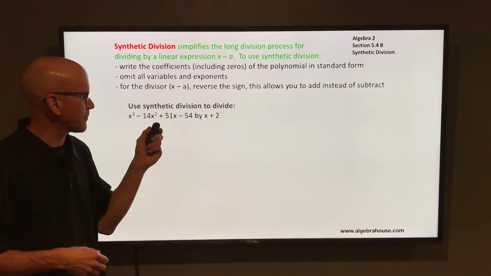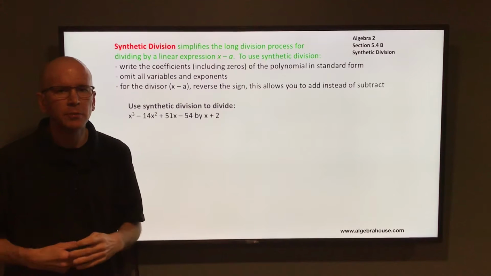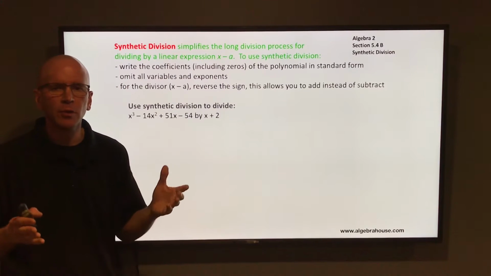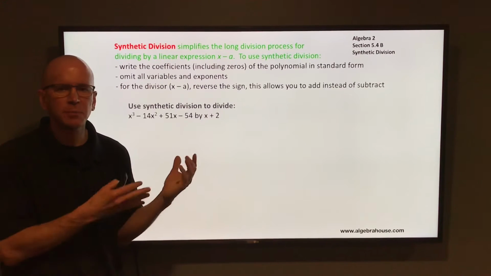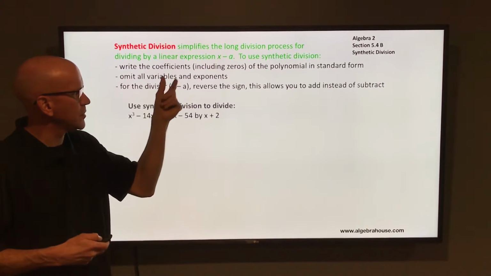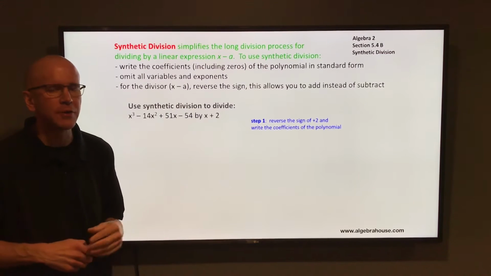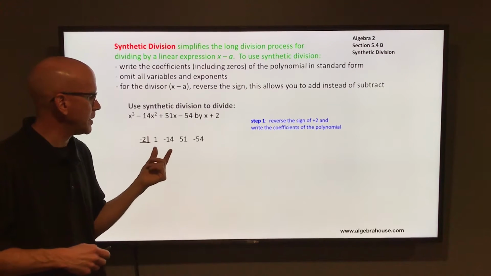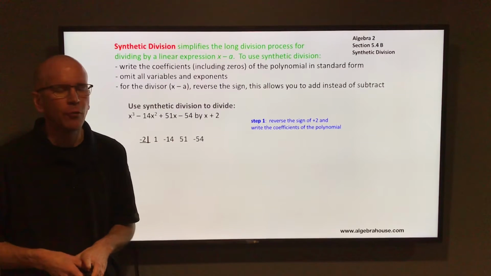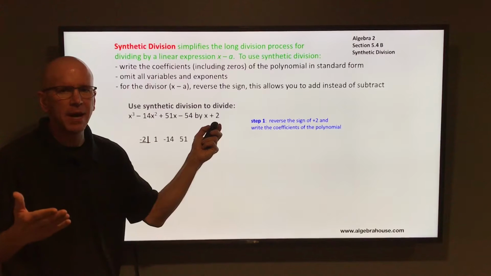x to the third minus 14x squared plus 51x minus 54. We're going to divide that by x plus 2 using synthetic division. Normally we jump to long division, but it is much shorter when you use synthetic division. So first step is to write the coefficients, including the zeros, of the polynomial in standard form. So we're going to list those coefficients: 1, negative 14, 51, and negative 54. We're going to reverse that sign on the plus 2, so make that a minus 2.